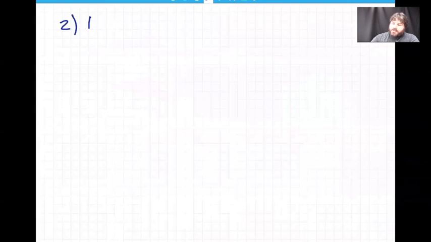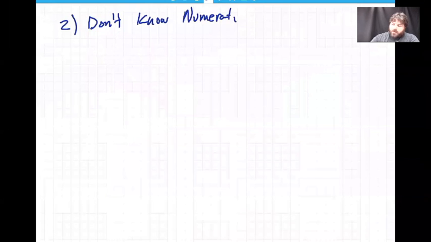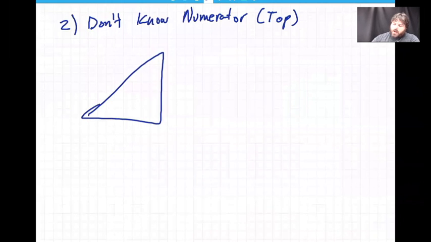The second case is that you don't know the numerator. Remember, numerator is the top, denominator is the bottom. So we do not know the numerator or the top. An example would be, I have a triangle here with 40 degrees, and we've got this unknown value, and then the hypotenuse is 105 feet.